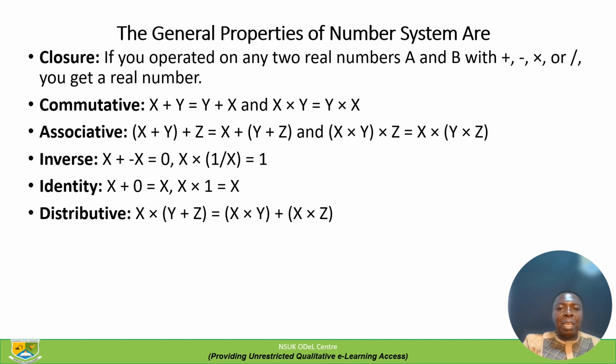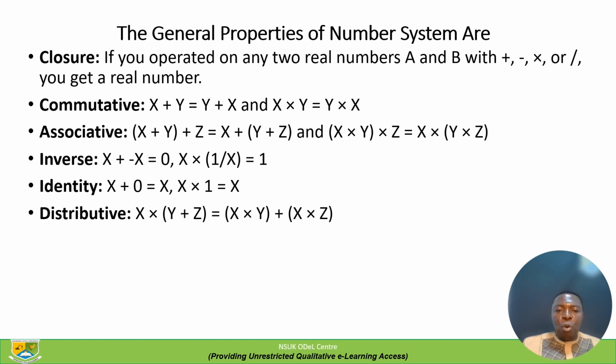If you operate on any two real numbers, a and b, with plus, minus, times, or stroke, you get a real number. We talk of the closure of that. Commutative numbers: x plus y will give you y plus x, and x times y will give you y times x. So we call it commutative. Then we have associative numbers.